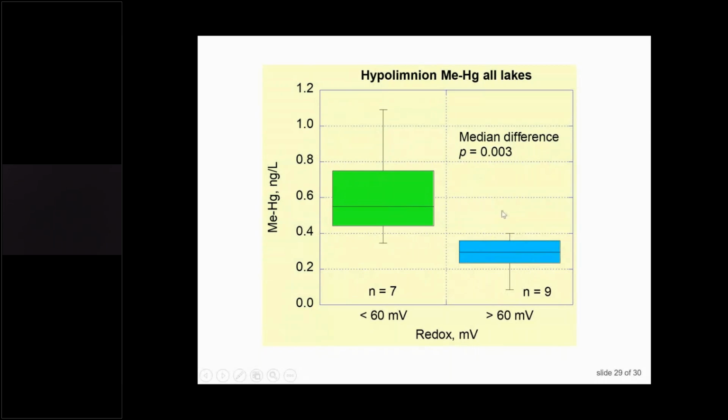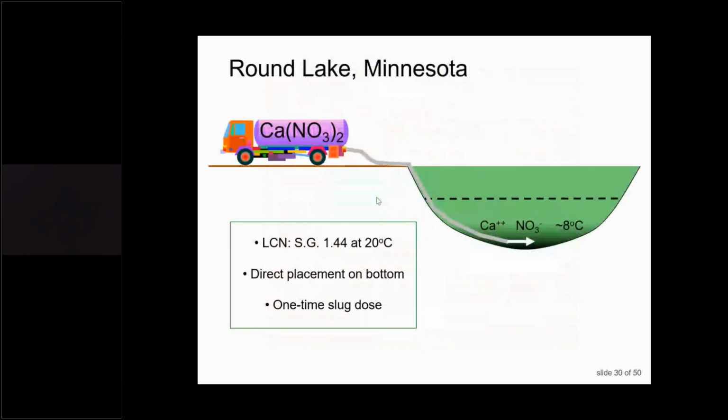And so with this knowledge base, it's kind of common sense. Well, if we shift the redox up, will we see less methylmercury? So again, this was a proof of concept pilot study. And the idea here was to dump a couple truckfuls of calcium nitrate into this urban lake around Minneapolis, Minnesota, and let the nitrate do its job and monitor the methylmercury dynamics.